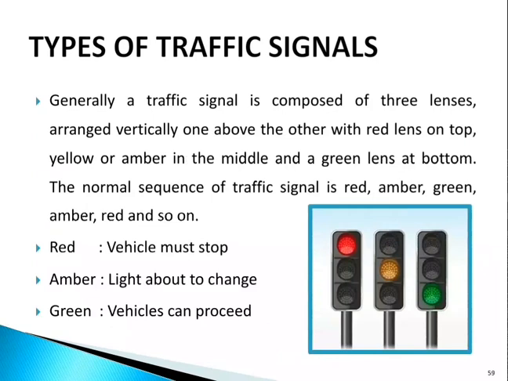Following are the indications given by the colors of signal. The red indicates vehicle must stop. Amber indicates light about to change. And green indicates vehicle can proceed. So you can see all the elements in the image.